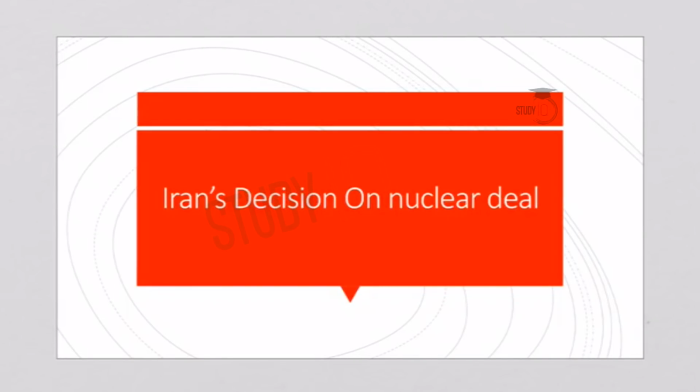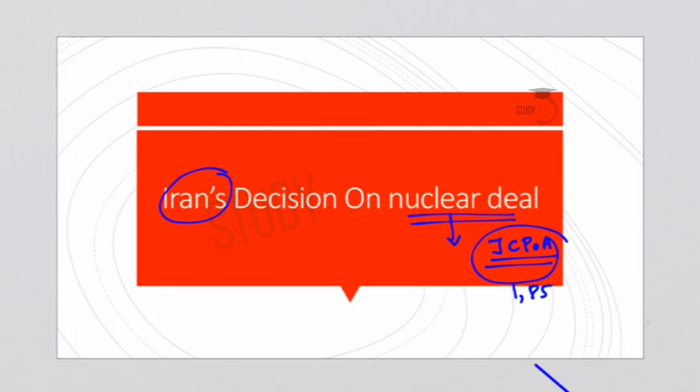I am Joycey Joy and today in this lecture we will discuss Iran's decision on the nuclear deal. The nuclear deal, otherwise known as the Joint Comprehensive Plan of Action, was signed between Iran, the P5, that is the permanent 5 in the UN Security Council, plus Germany plus the European Union, way back in the year 2015. The current affair is that Iran has announced that it will reduce its commitments under the 2015 nuclear deal, or the Joint Comprehensive Plan of Action.